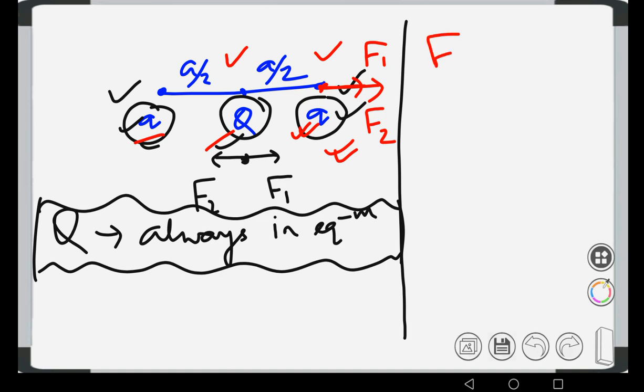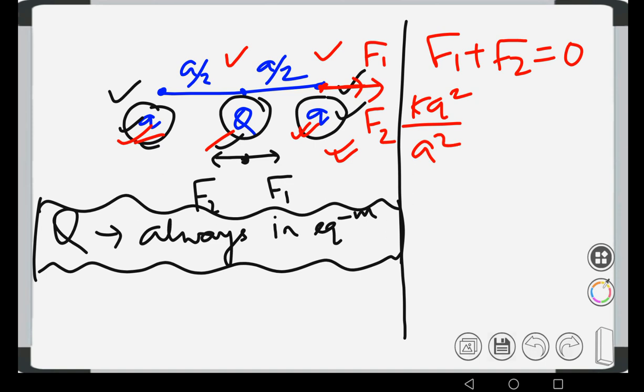So first write down that since the two forces have to bring the small q in equilibrium, the sum of the two forces should be 0. F1 is the force applied by small q, and we will write it as k q square by a square, where a is the separation between both the small q's, plus F2, the force applied by capital Q, which we will write as k capital Q small q by (a by 2) whole square, equals 0.